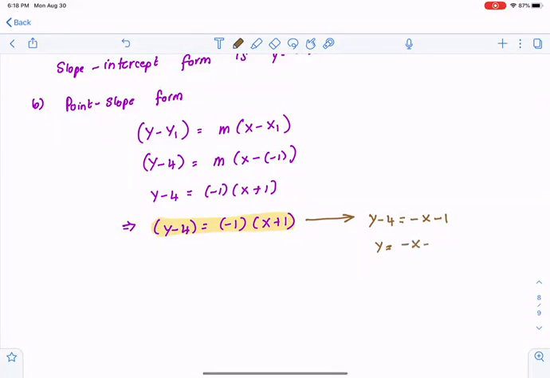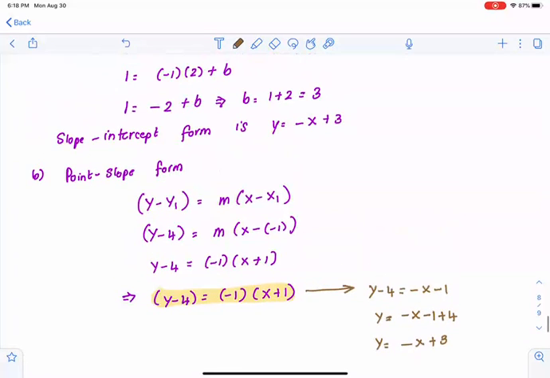So minus x minus 1 plus 4. So y would equal minus x. 4 minus 1 is plus 3. And you can see that is exactly what we had earlier. So it is always easy to take the point slope form and convert it to the slope intercept form. That's why I mentioned that I tend to always go with the point slope form, but it is, once again, a matter of choice.